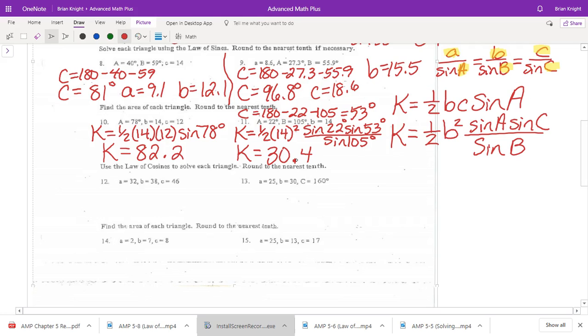What would I plug in to make me 0.10 off? I'm not sure what you did. Why'd you multiply by 98? 14 squared divided by 2. Sine 53. All right.